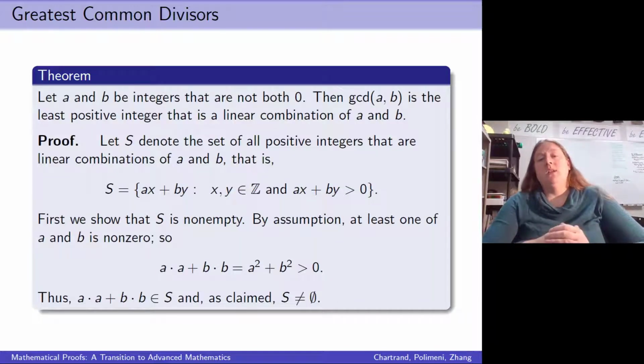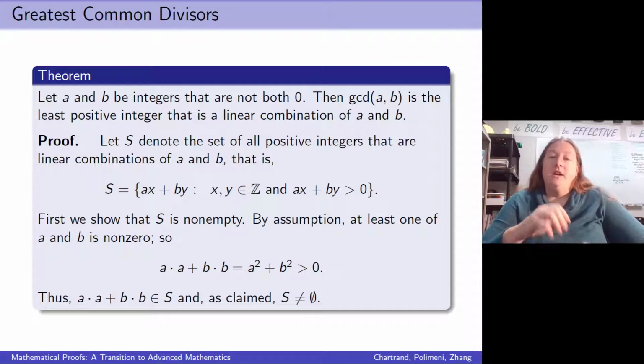So that brings us to a theorem. This theorem says that if we have a and b as integers, they're not both 0, then there is a GCD of them, and the greatest common divisor, the GCD of the two numbers, is the least positive integer that is a linear combination of a and b.